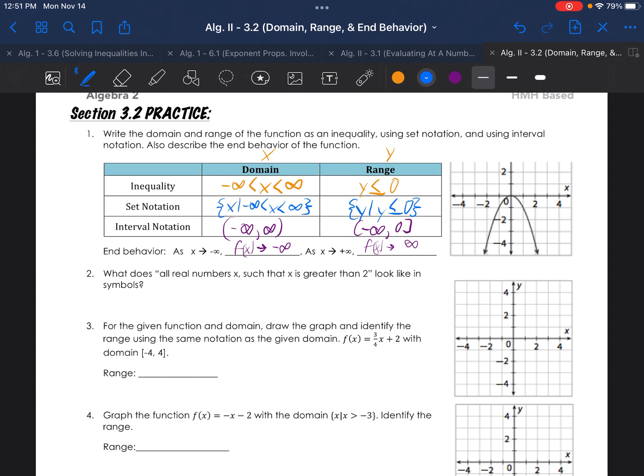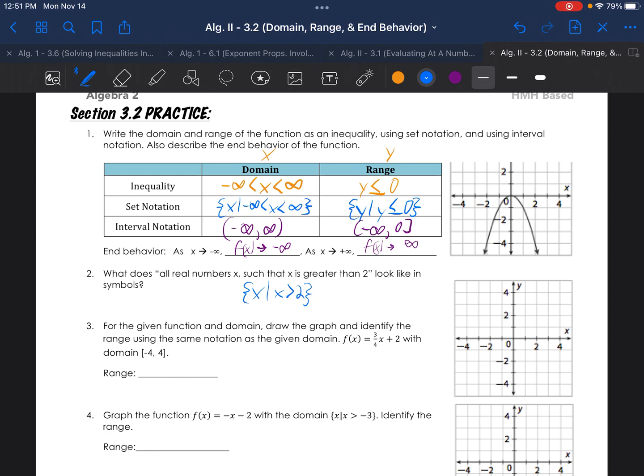All right. Now, what does all real numbers x such that x is greater than 2 look like in symbols? So you see the words such that, and that should tell us, hey, we're doing set notation, because the such that is this little line. So I already know I'm going to do x such that, and I see x is greater than 2. So I say x is greater than 2. Put in braces, and congrats, we did it.